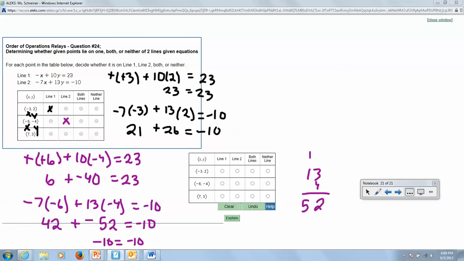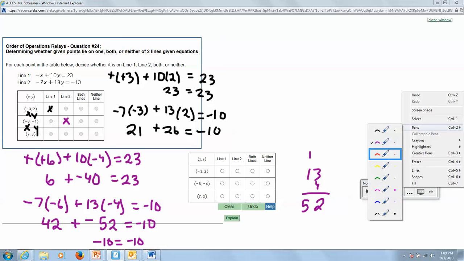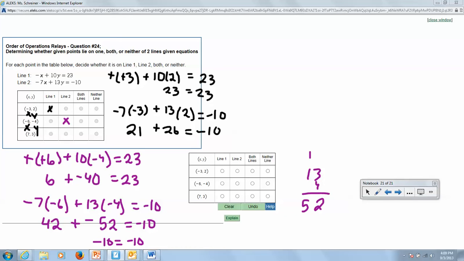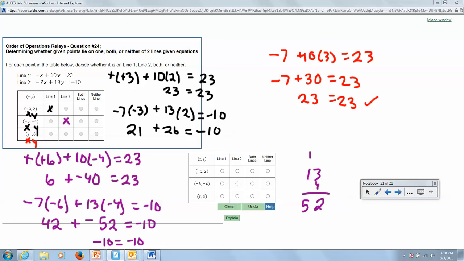And then let's do the very last one. So we'll plug in the 7 for x and the 3 for y. So -7 plus 10 times 3. That is going to give us +23. So that's going to work for line 1. Then line 2.